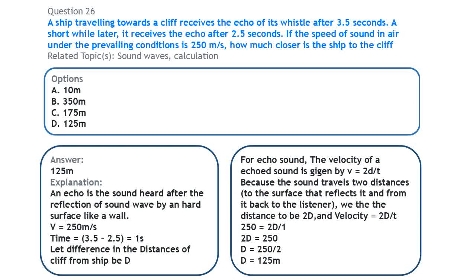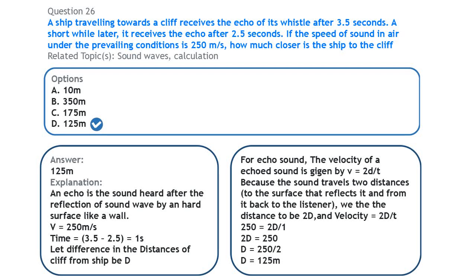Now for an echo, the distance traveled is two distances. Let's say a person is standing here and shouts, so the sound is going to move a distance D to the surface and another distance D back to that person for that person to hear the echo. So speed is normally distance over time, but here we use 2D because the sound is traveling two distances. So you have the speed of sound equal to 2 times the distance divided by the difference in the time.